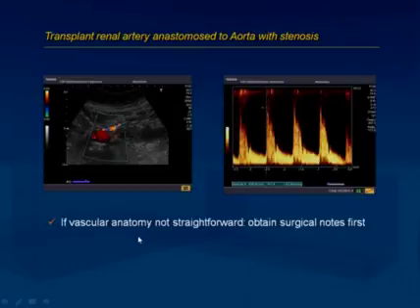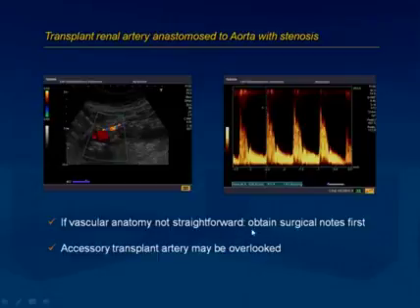Another thing that helps if the anatomy is not straightforward, as in this case, before embarking on hours of duplex ultrasound to try and find the exact course and possibly the number of transplant arteries, a good thing is to obtain the surgical notes first. These will usually detail how the arterial anastomosis is done, and equally important, how many transplant arteries there are. And then, after you've seen the surgical notes, return to the patient and try to identify the arteries and the anastomosis as detailed in the surgical notes.